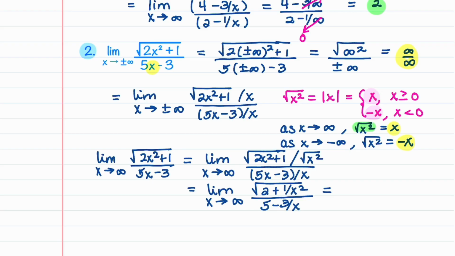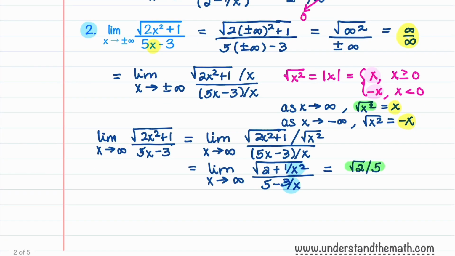Now, as x goes to infinity, this piece and this piece are going to go to 0. So what we have left as an answer is the square root of 2 divided by 5. Let's go ahead and highlight that. Now we're going to look at the limit as we approach minus infinity.